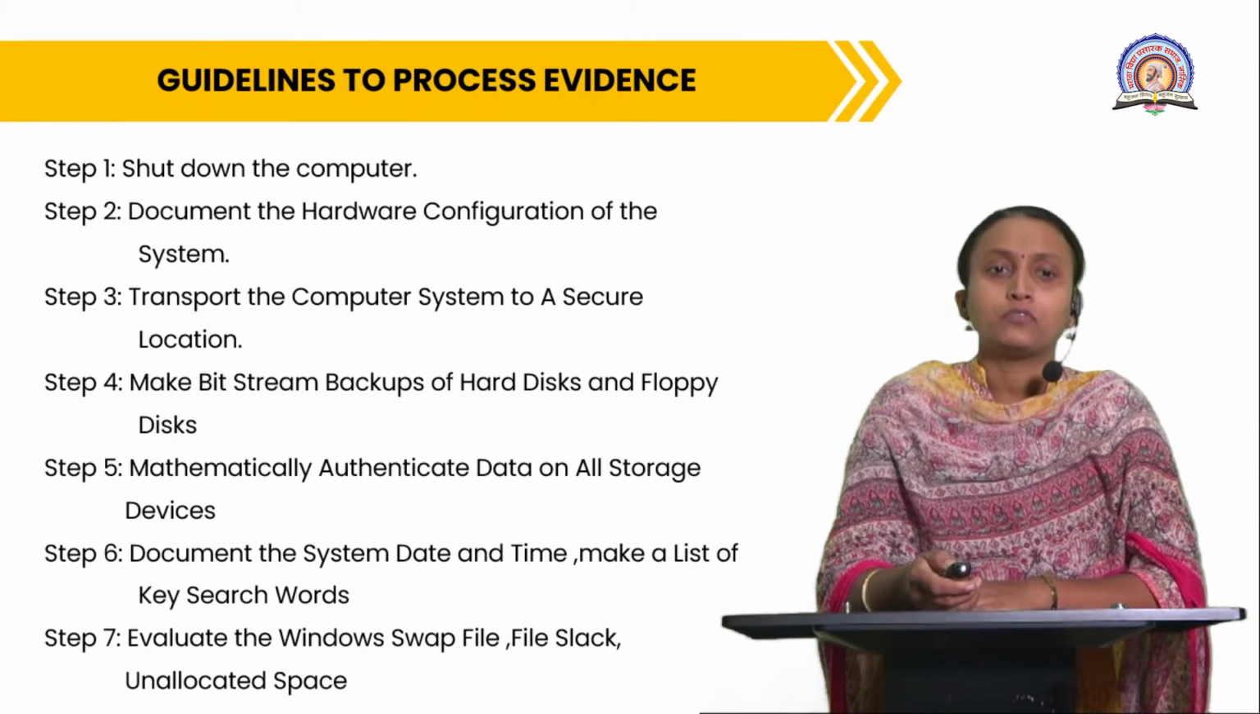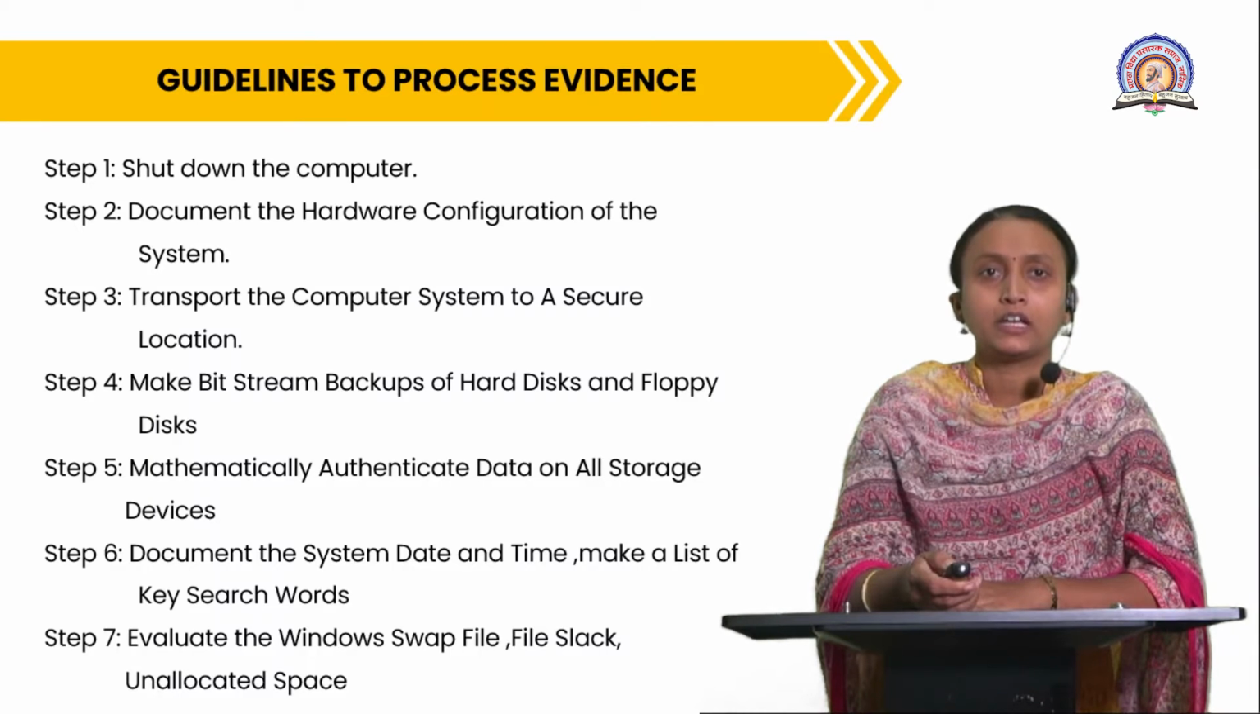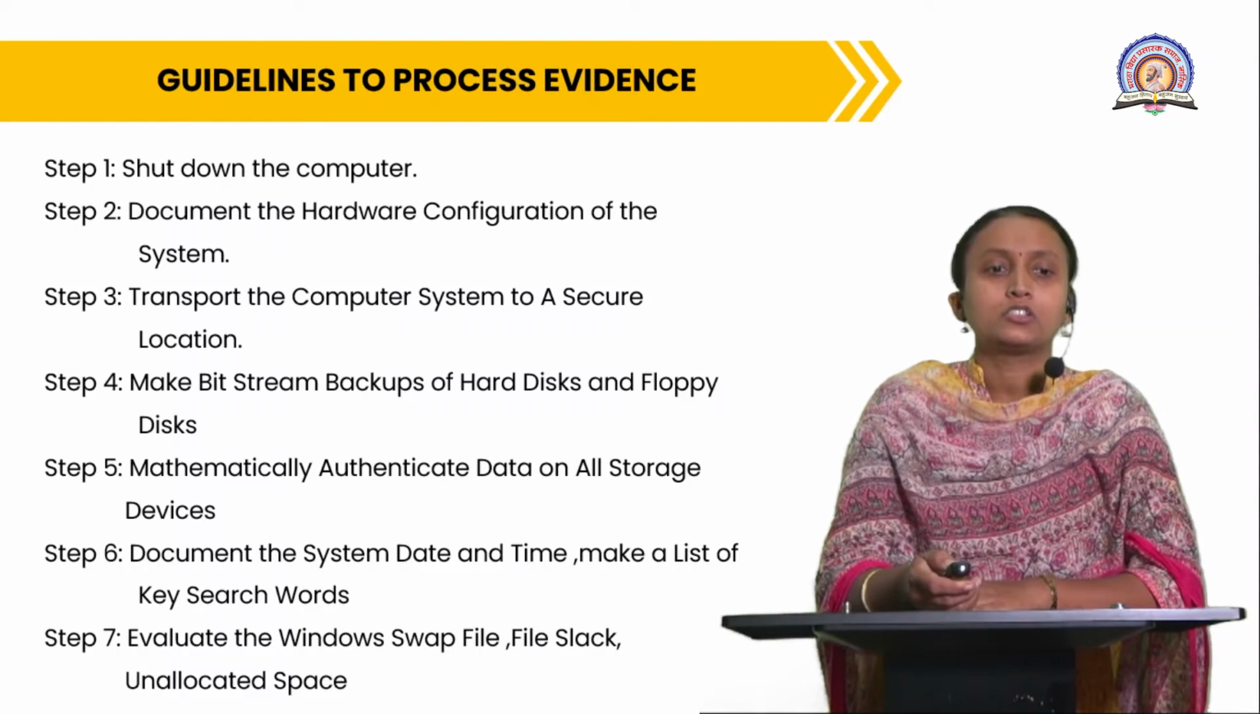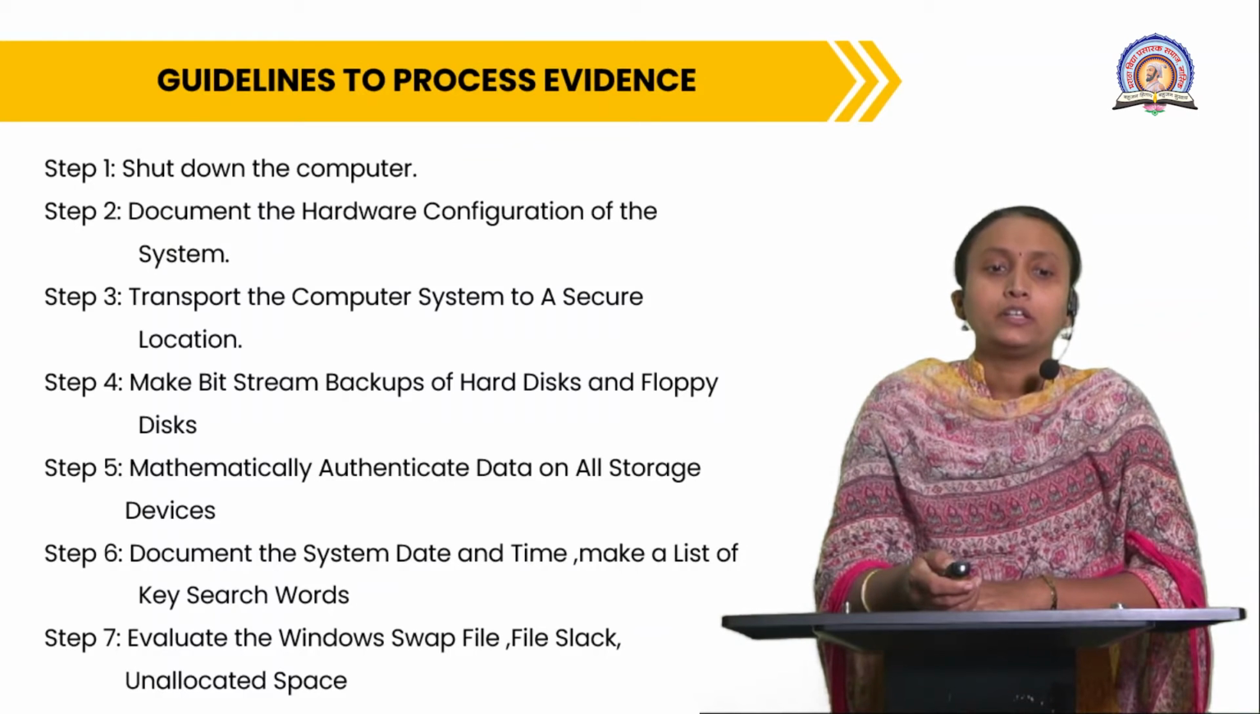Make a bitstream backup of the hard disk or floppy disk. Then mathematically authenticate data on all storage devices. This means if in future some of the data is changed, then this mathematically authenticated data will be proof against that change. Document the system date and time properly. This means how you handle that system, and at which time and date you handle it, must be documented properly. Make a list of key search words that are used against the crime or against the evidence on that digital media. Evaluate the Windows swap file.